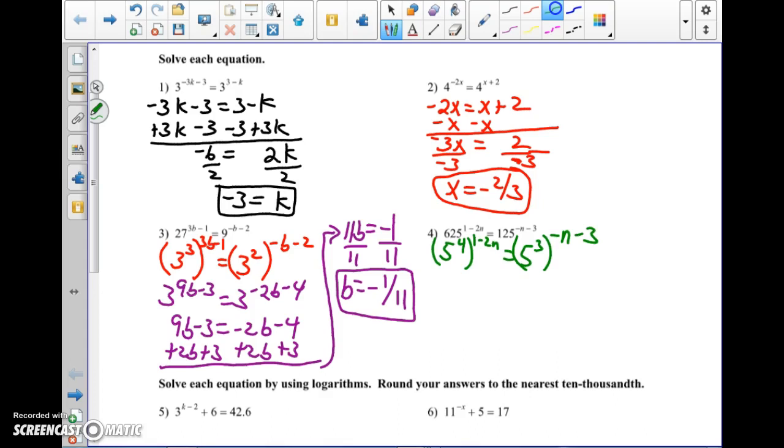Okay, now once again, it's power on power, guys, so you multiply. You will get 5 to the 4 minus 8n power equals 5 to the negative 3n minus 9 power. Now that the bases are the same, set the exponents equal to each other. And go through a simple solving.